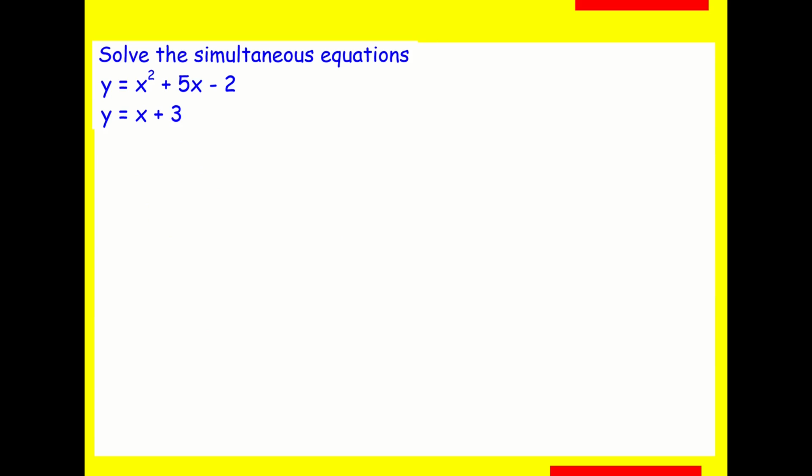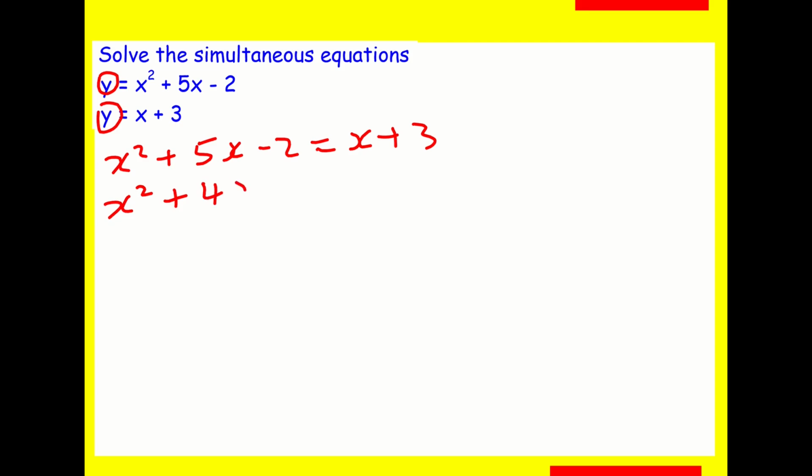Right, in the same way as previously, we can set the y values equal to one another. x squared plus 5x minus 2 equals x plus 3. This time round, I've already got the x squared on the left-hand side, so that's great. I just need to set it equal to 0. So I'm going to minus x from both sides, and I'm going to minus 3 from both sides. And now it's equal to 0. We're back where we were in our starter.